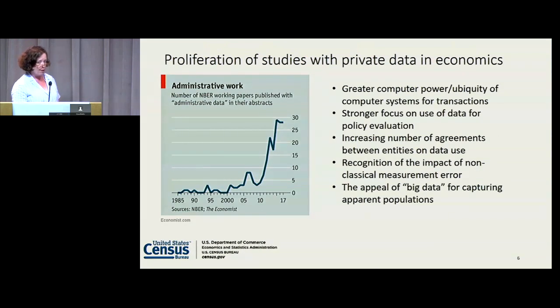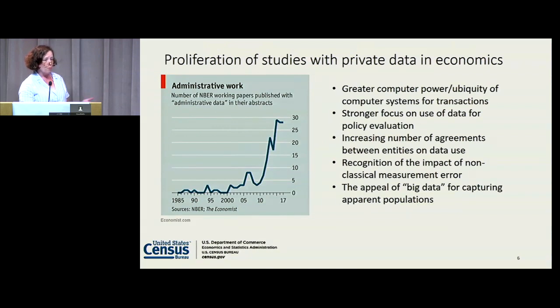So it's not just administrative records that are getting attention. It's data that you get from a company, from Lyft or Uber, and then you have this exclusive right to use it. And you can see the number of NBER working papers. The National Bureau of Economic Research puts out these working papers on a regular basis, and has kept track of the number that have been released over time.